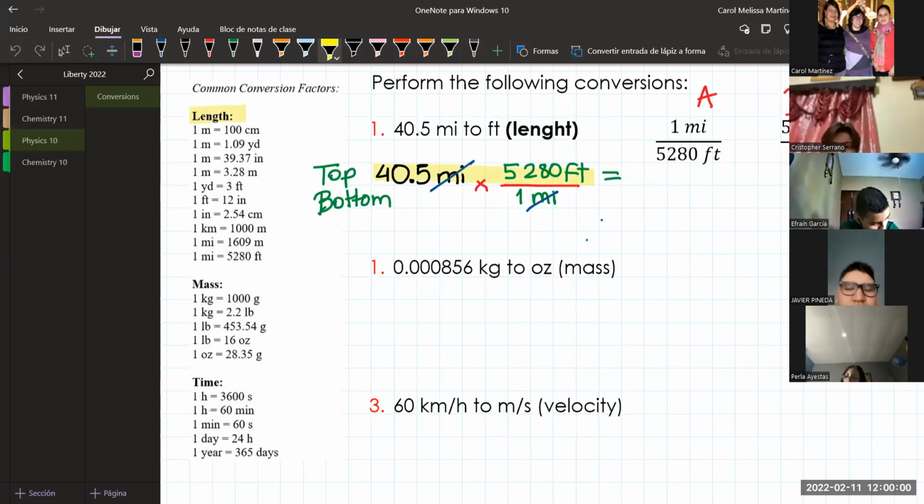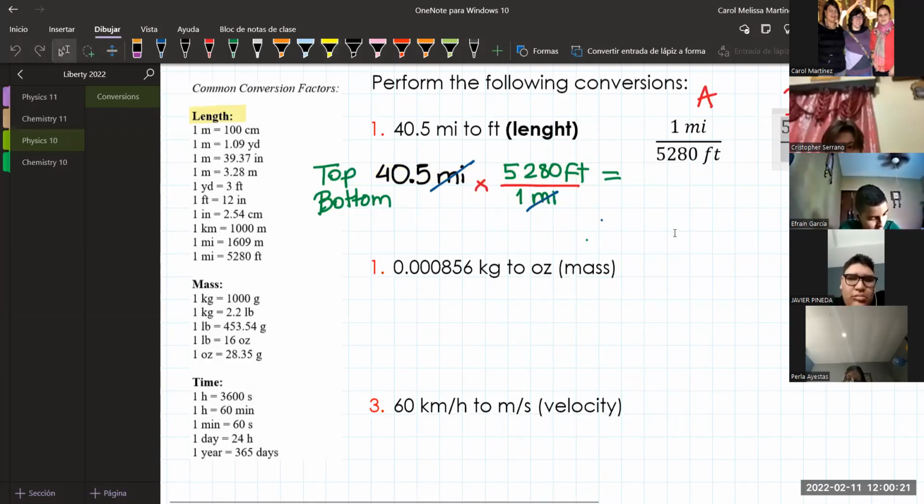It will be divided. Really? Remember what I said yesterday. Everything that goes in the top multiplies. Everything that goes in the bottom divides. Okay? So if you have something in the top, it's going to be multiplied. Even if that's a large number or just one, it's going to be just multiplied.